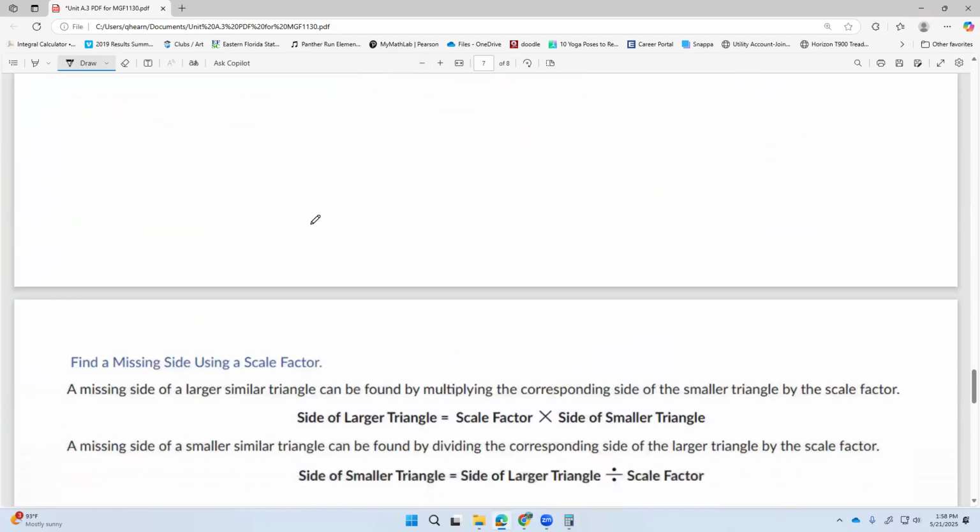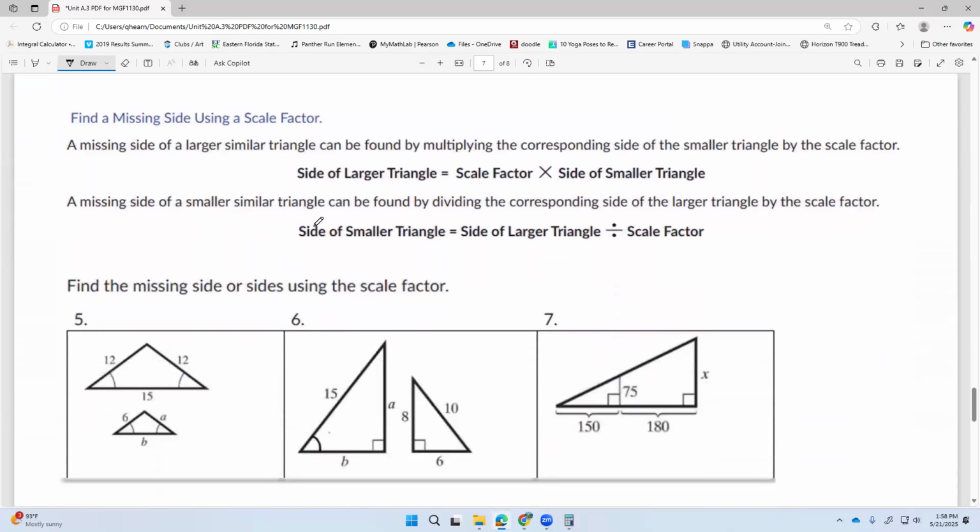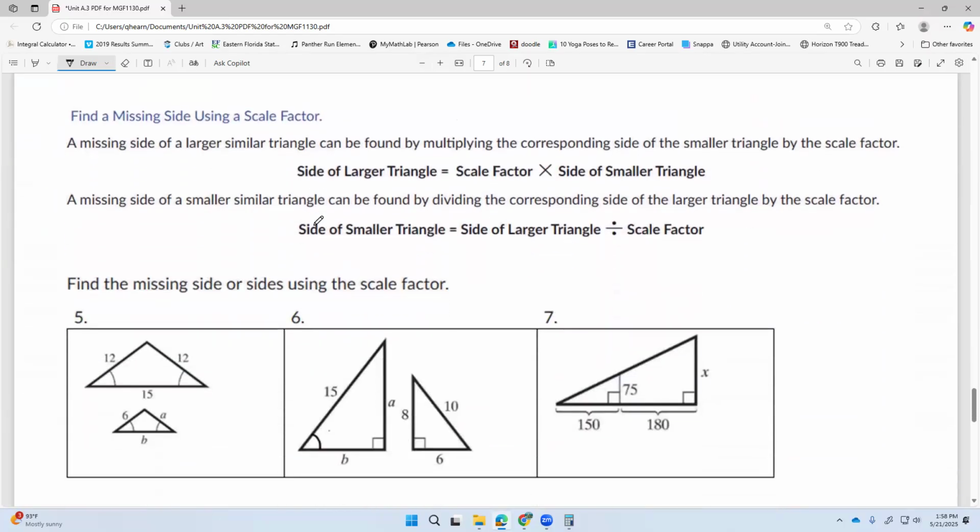Okay. Now, this is all building up to indirect measurement, being able to determine a length, a distance that we'd like to know using the comparison of two objects that are the same shape. So this is finding a missing side using a scale factor. To find a missing side of a larger triangle, you take the scale factor and you multiply it by the corresponding side of the smaller triangle.